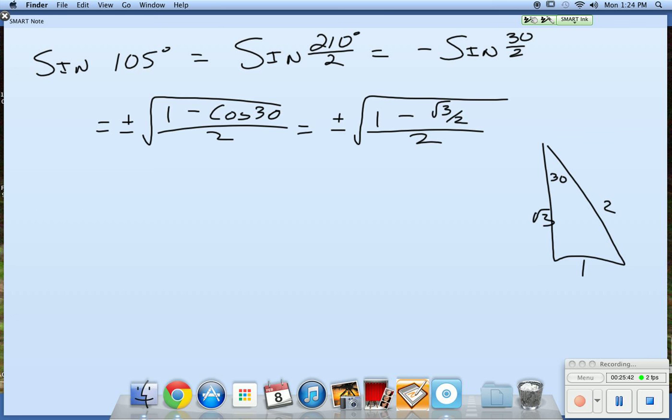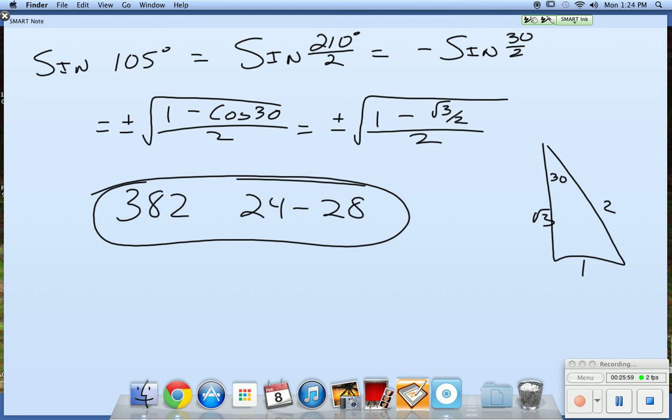You guys have 24 through 28 to do. So page 382, 24 through 28. And also, 19 through 22.